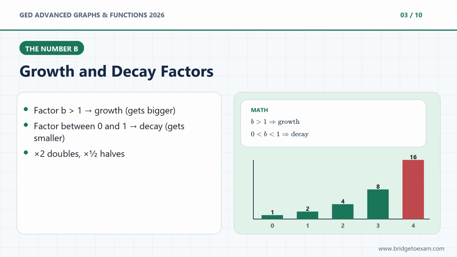The multiplier is called the factor, written b. If b is greater than 1, each step makes the quantity larger. That's growth. If b is between 0 and 1, like 1/2, each step makes it smaller. That's decay. So a factor of 2 doubles, and a factor of 1/2 halves. The size of b tells the story.